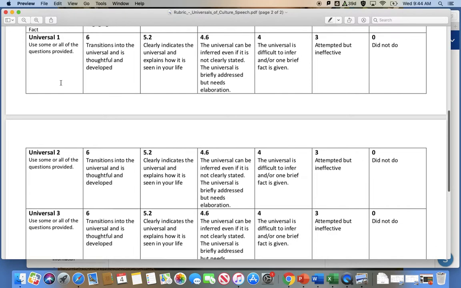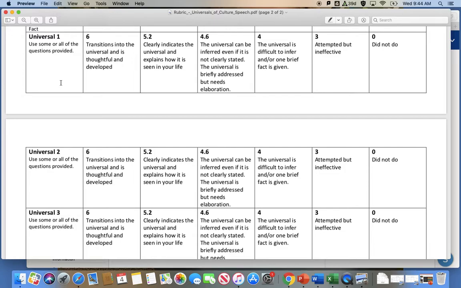And then you'll move into talking about your first universal. You can use some or all of the questions provided. If you transition into the universal, like, to begin with, or the first thing that, you know what I mean, like you transition into it, and it's thoughtful and it's developed, it's 100%. If you clearly indicate the universal that you're talking about and you explain how it's seen in your life, that's a B. If maybe you don't say the universal, like you don't say like values, ethics, and symbols, but I can infer it, like I get that's what you're talking about. That would be a C. Or if you just need more elaboration.